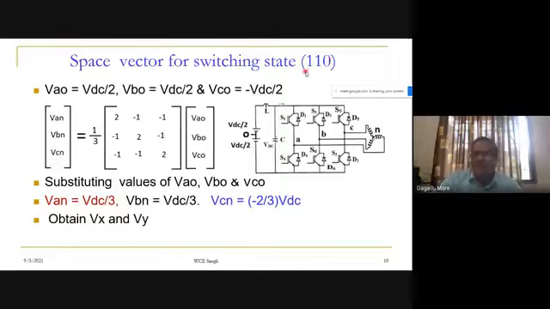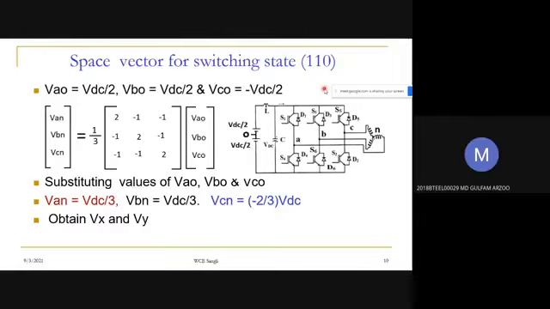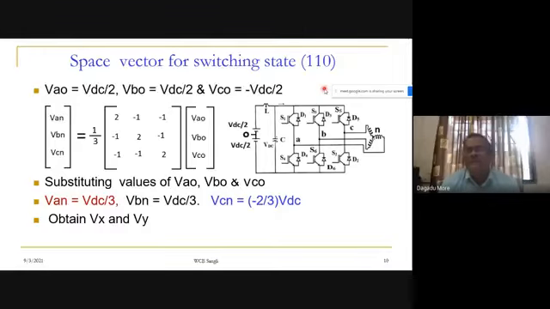What is the meaning of 1, 1, 0? Which switches will be on? For 1, 1, 0, which switches will be on? 1, 3 and 2, correct. So these three switches will be on.